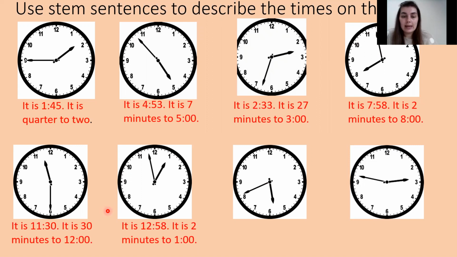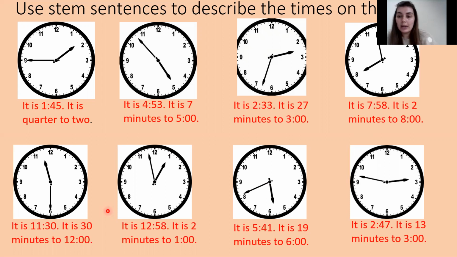The next clock says it is 12:58 or it is 2 minutes to 1 o'clock. We could have it is 5:41 or it is 19 minutes to 6 o'clock. And our last one, we could say it is 2:47 or it is 13 minutes to 3 o'clock.